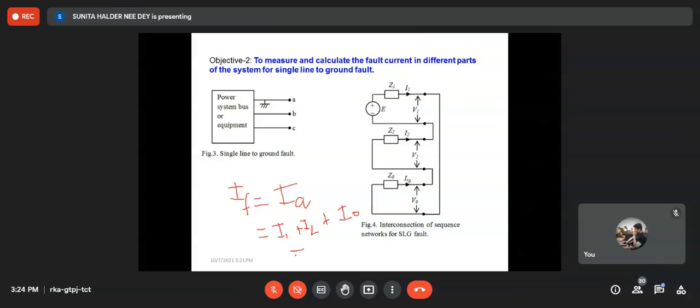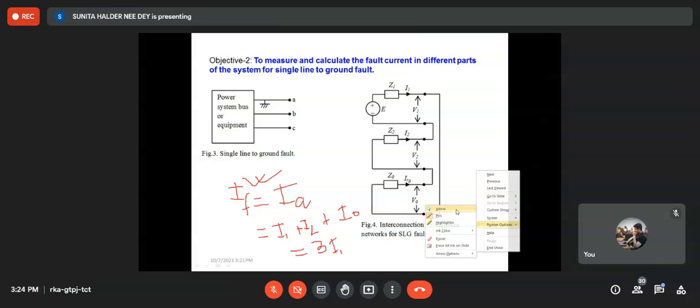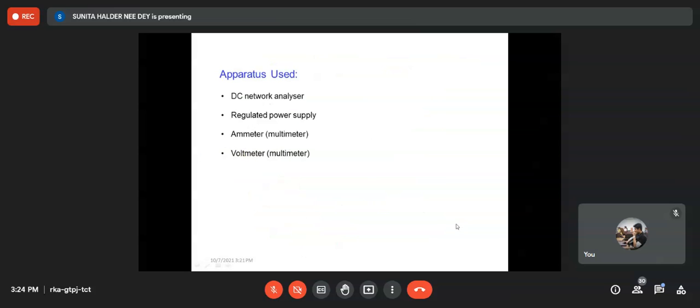Since all these currents are the same, it is thrice I1. So we have to calculate this fault current. From this simulated network, we get only the sequence current. You must remember this. All the calculated currents will be in per unit, and you must convert them into actual values.